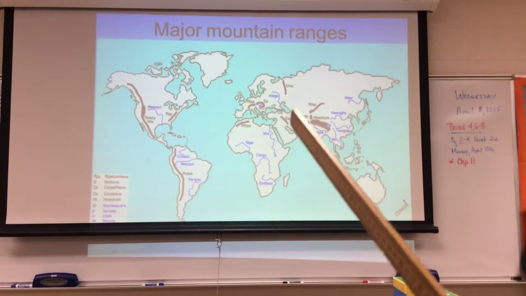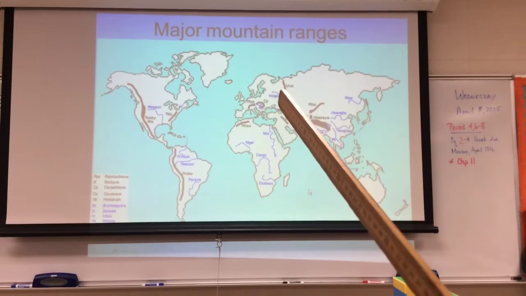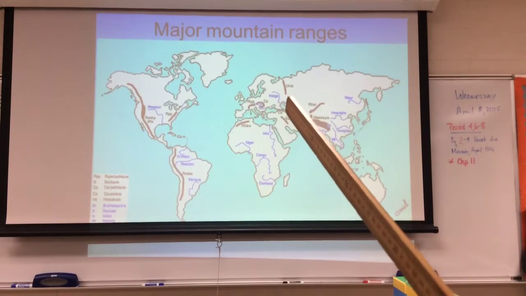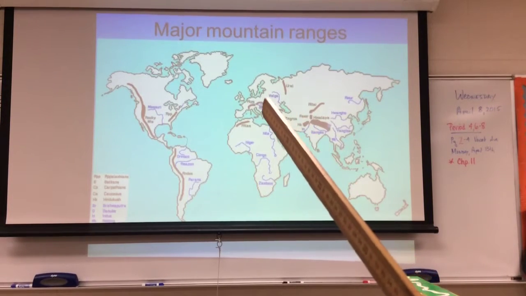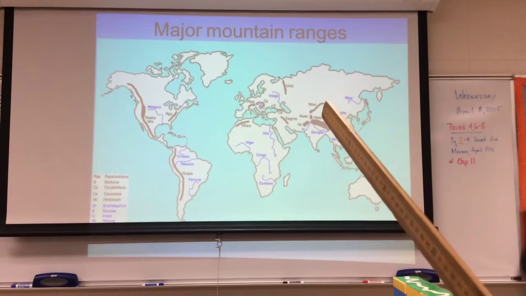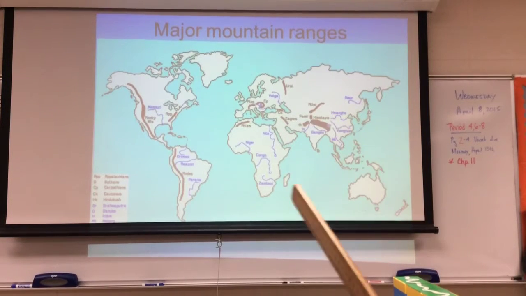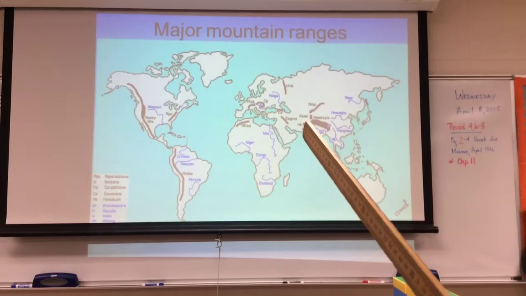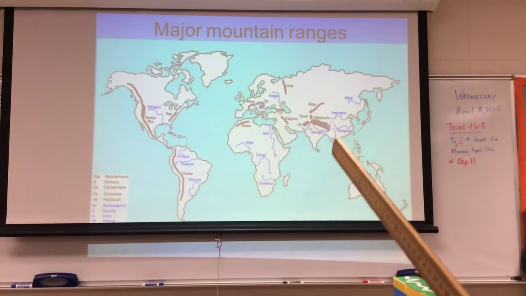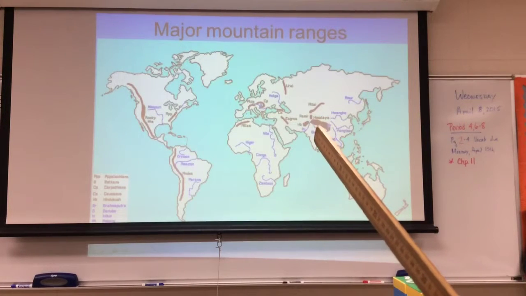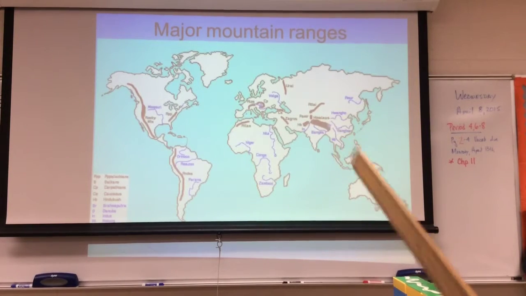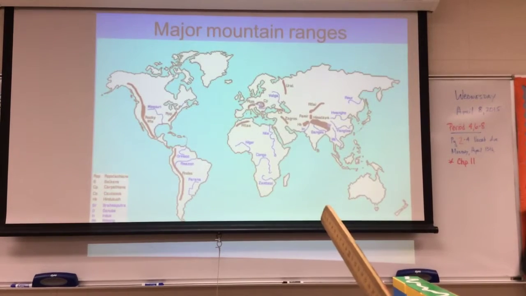For those World War II buffs, when the Germans decided to come this way, all the major factories and stuff were around Moscow right here. The Soviets decided to move them to the other side of the mountains and make it that much harder. Down here, we have the Himalayas, the world's largest mountain range, with the largest mountain being Mount Everest. Okay, moving on.